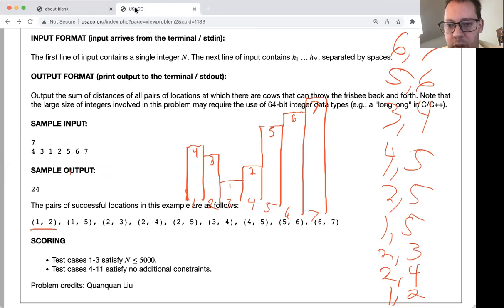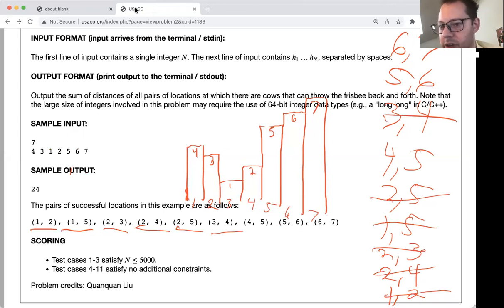All right, 1, 2 was the very last one I found. 1, 5, check. 2, 3, check. 2, 4, check. 2, 5, check. 3, 4, check. 4, 5, check. 5, 6, check. 6, 7, check.